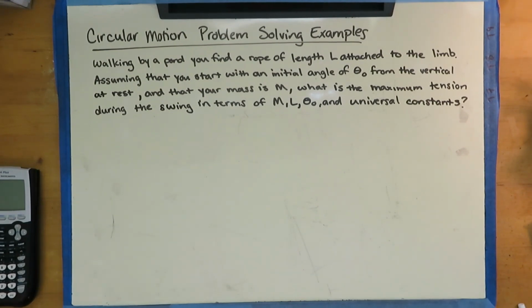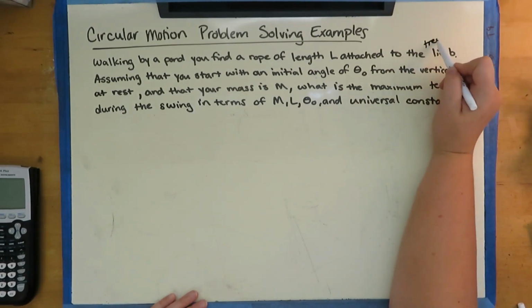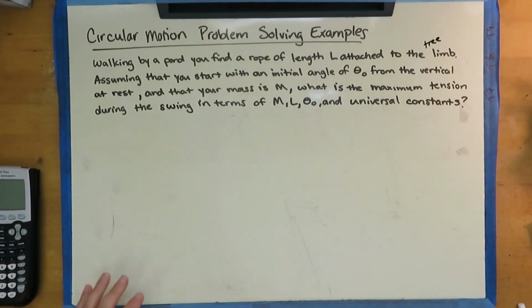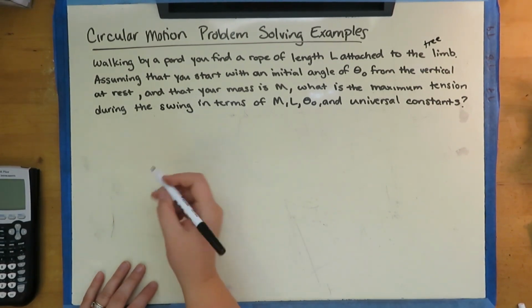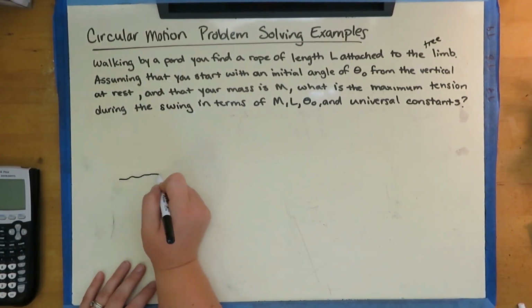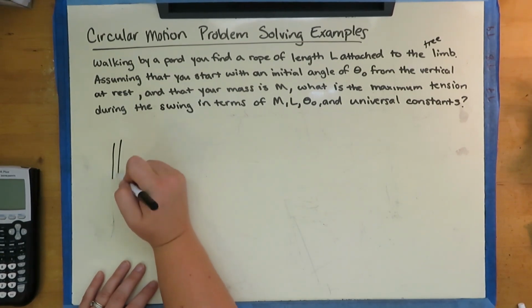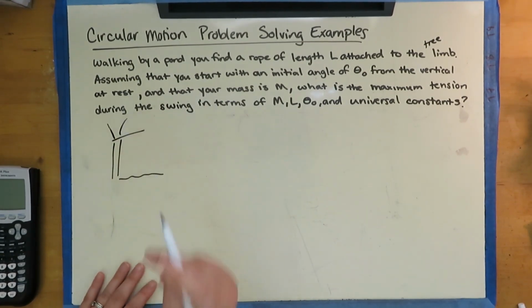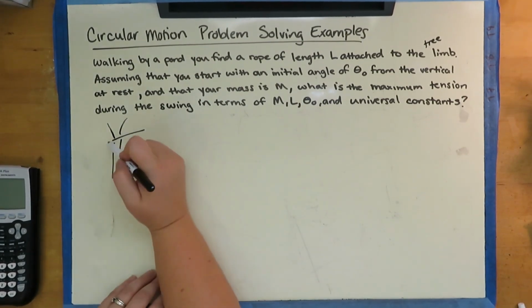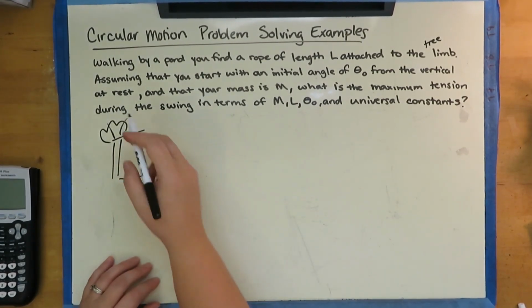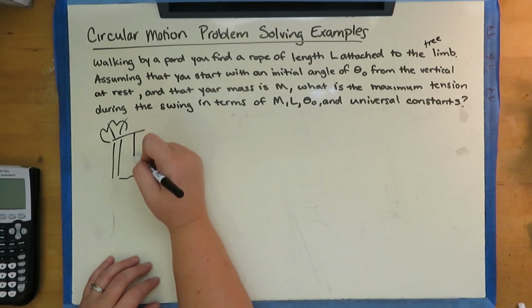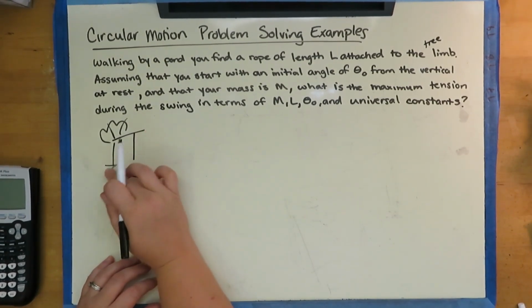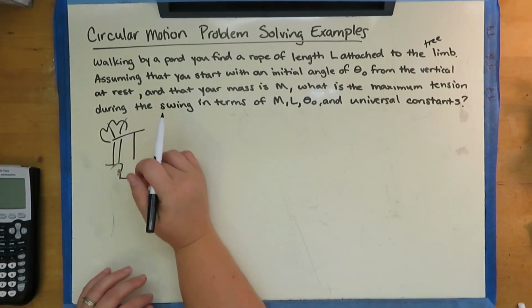So here we have an example: you're walking by a pond, you find a rope of length L attached to a tree limb. You are going to have some sort of situation. There's a pond and a tree with some sort of limb, and there's some sort of rope hanging from it. Maybe it's like that, so you're not going to be touching the water.